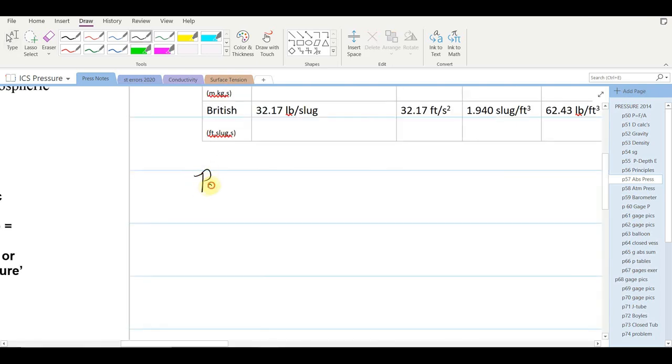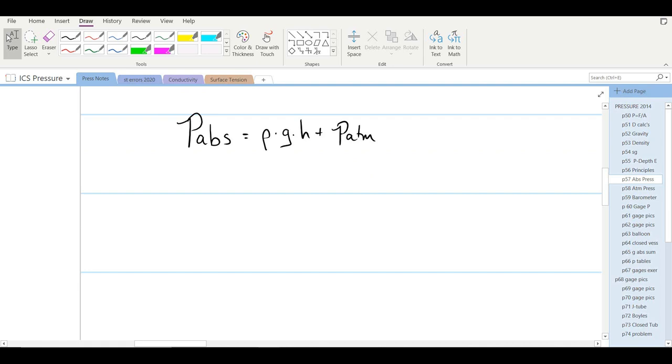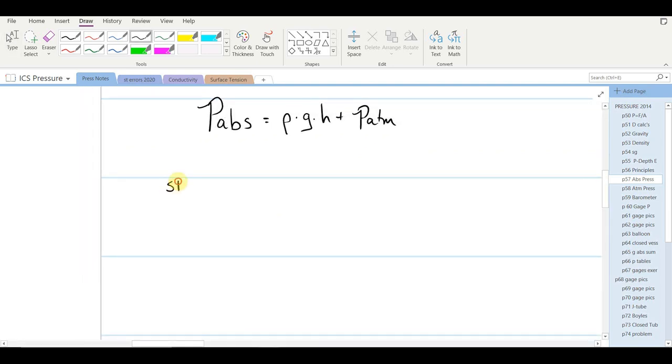P absolute equals rho g h, pressure depth equation, plus P atmospheric. We'll go ahead and calculate the fluid pressure first, and then we'll add the atmospheric pressure. In the SI system, P is equal to the weight density of water, which is 1,000 kilograms per cubic meter. Now that's fresh water. We're told that the density of seawater is 1.027 grams per cubic centimeter, which means its specific gravity is 1.027. So I can just multiply this by 1.027.